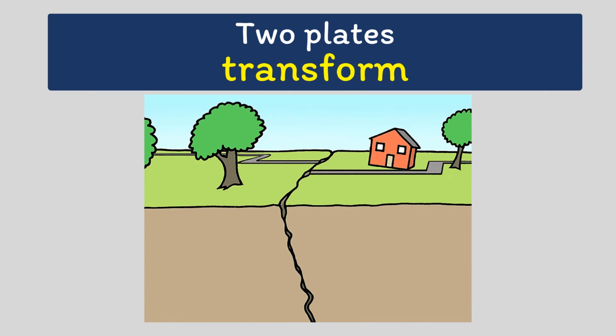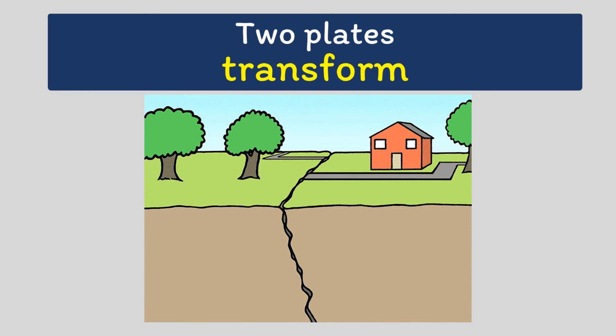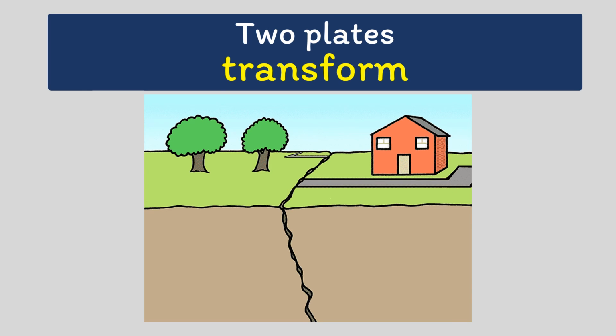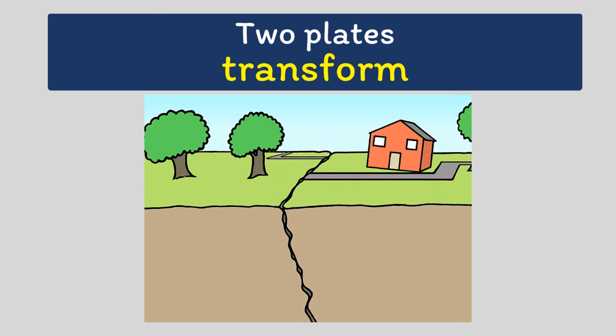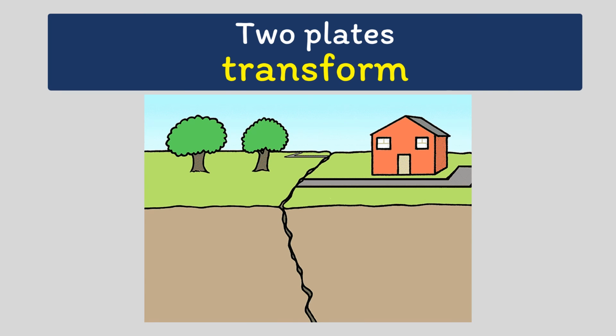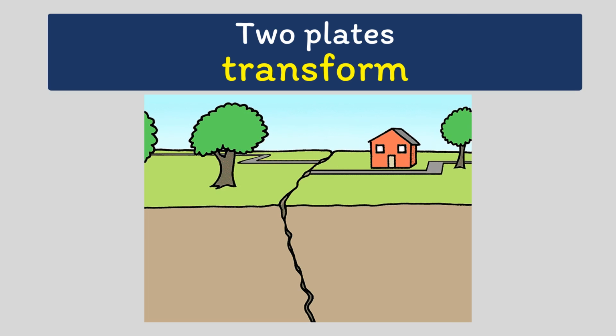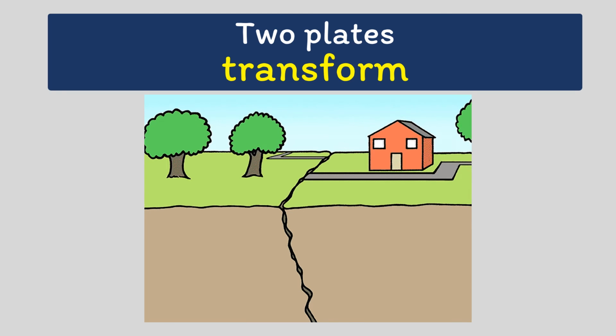Lastly, when plates neither collide nor move away, it is an example of a transform plate boundary. The plates grind past each other in a horizontal direction. This results in faults or fractures that may produce shallow earthquakes.